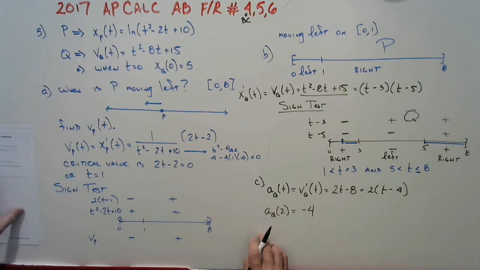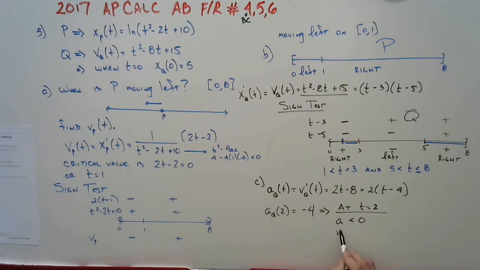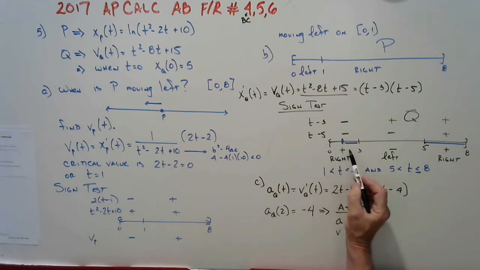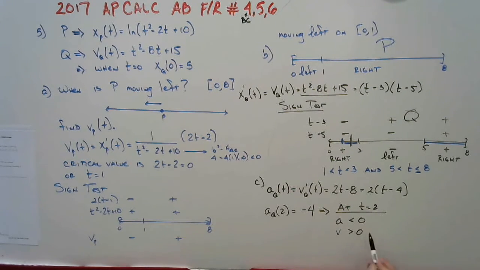Now it says, is the speed of the particle increasing or decreasing? Well, what do we know? From here, we know at 2, right? Let's just write a summary. At t equals 2, our acceleration is less than 0. It's negative. Our velocity, if we look up here, t is 2 is right here. Our velocity is greater than 0, right? Greater than 0. So what's happening?